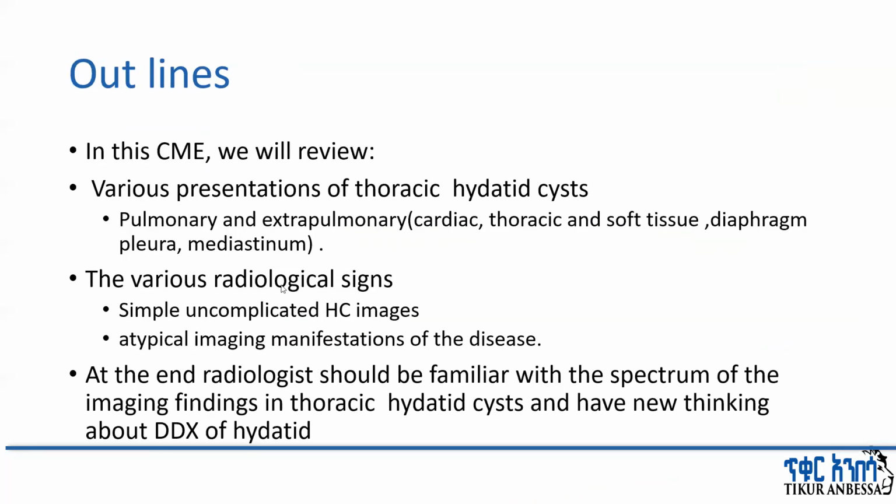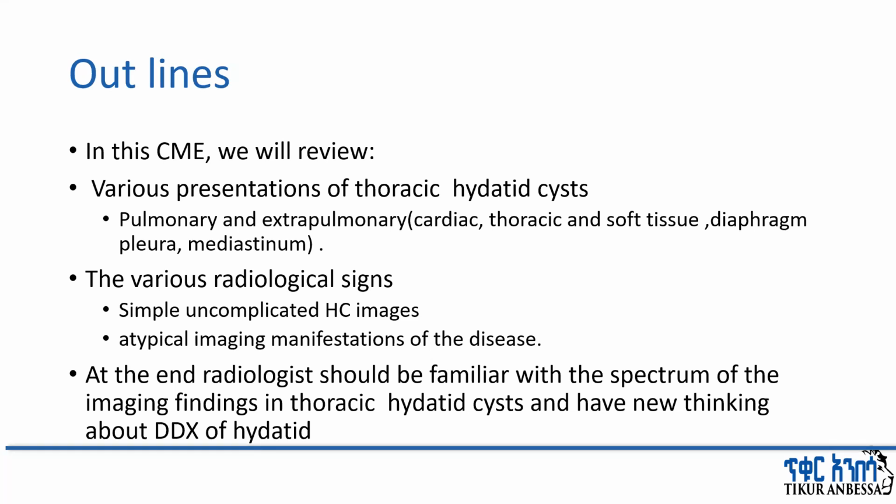The outline in this CME will review various presentations of thoracic hydatid cysts. We'll start with pulmonary and extrapulmonary hydatid. We shall cover cardiac, thoracic, and the soft tissue of the thorax, diaphragm, pleura, and mediastinum. We will cover each part of the chest, so that you will have some differential diagnosis whenever you get something in the chest. So this is the outline.